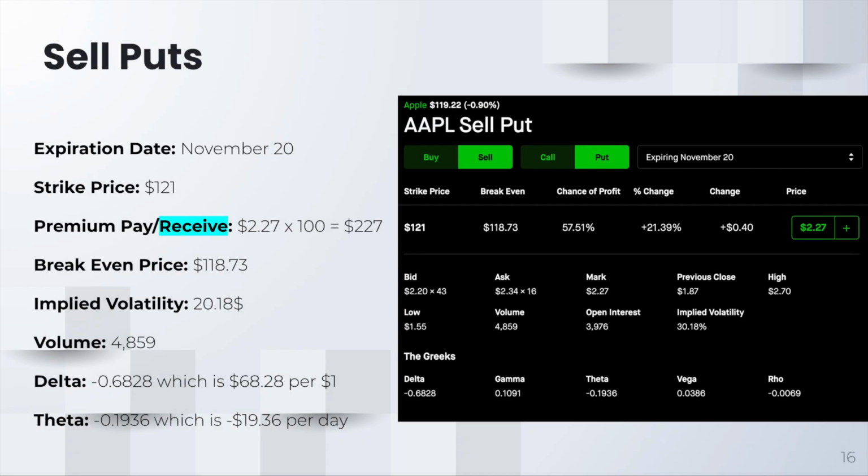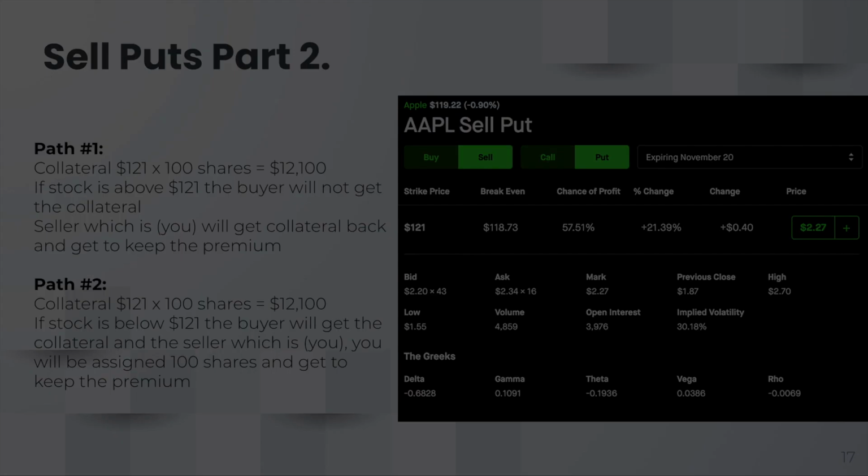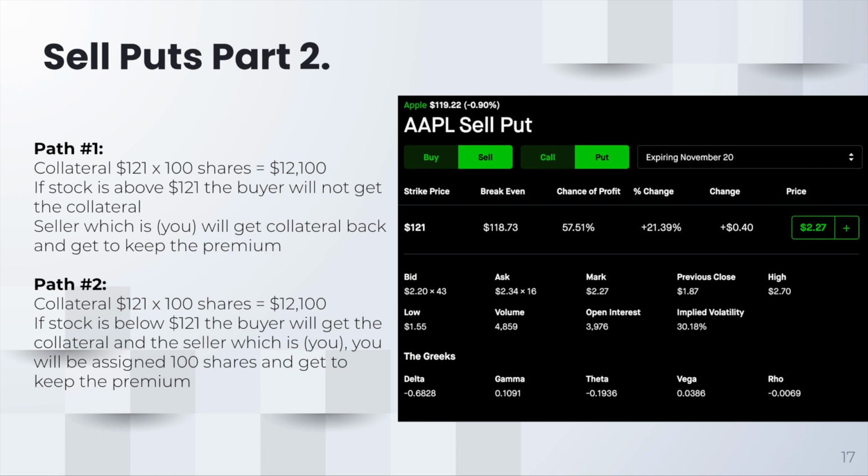Moving to selling puts. Selling puts is the same information to look at as buying puts, but now you will be collecting premium. With selling puts, there are two paths as well, but now collateral will be the strike price, which is $121 times 100 shares, which equals $12,100. If the stock is above $121, the buyer will not get collateral, and the seller, which is you, will be getting the collateral back and get to keep the premium.